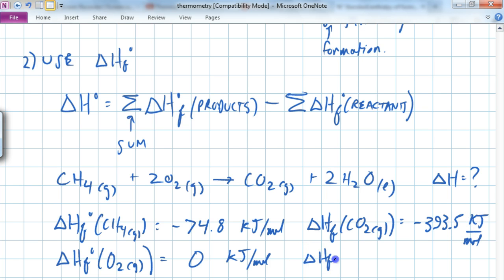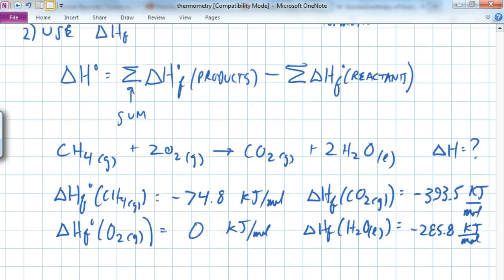And then delta H formation for H2O liquid. Be careful, make sure you're looking at H2O liquid, because they're going to include liquid, solid, and gas on there. It's negative 285.8. Now this is not for boiling or melting water. This is for forming water from hydrogen and oxygen gases.